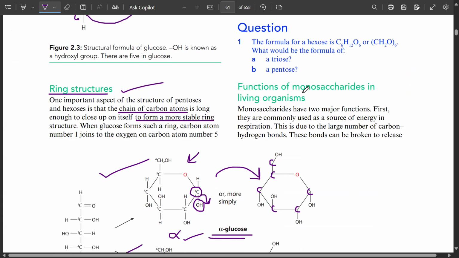So what do you think is the function of monosaccharides in living organisms? If I ask you the function of glucose, what is it? Like used in respiration to produce energy. Exactly. Monosaccharides have two major functions. The first is that they are commonly used as a source of energy in respiration. Due to the large number of carbon-hydrogen bonds, the source of energy comes from breaking these carbon-hydrogen bonds that are there in the glucose.